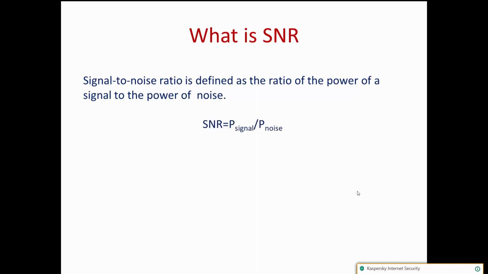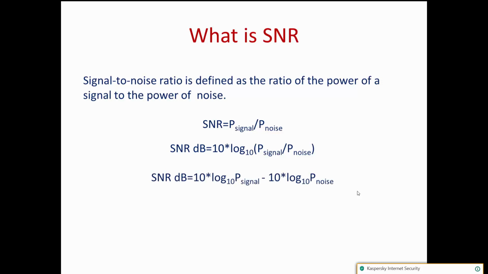That is, SNR is signal power divided by noise power. The same SNR in terms of decibels can be represented as 10 times log base 10 of signal power divided by noise power, which in turn equals 10 log signal power minus 10 log noise power, simply by the log A by B formula, which is log A minus log B.